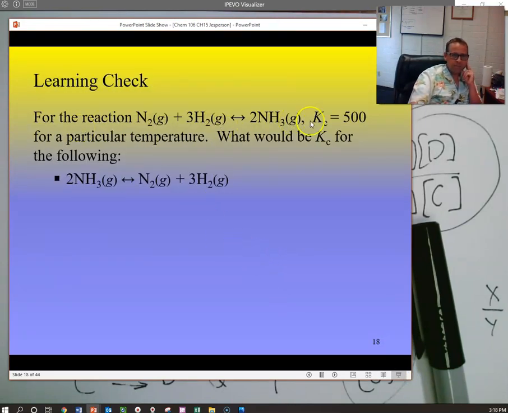So, here's a reaction. What would be the Kc for the reaction that's provided here? Alyssa, you want to help us out? What would be the what? Sorry? The K, right? So if this reaction, N2 plus 3H2 going to 2NH3, has a K value of 500, what would be the K value for this reaction down here? Very similar reaction, but not the same thing, right?